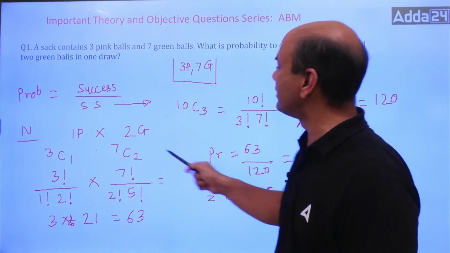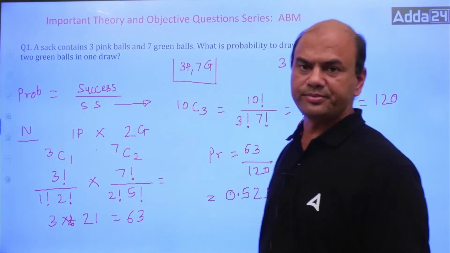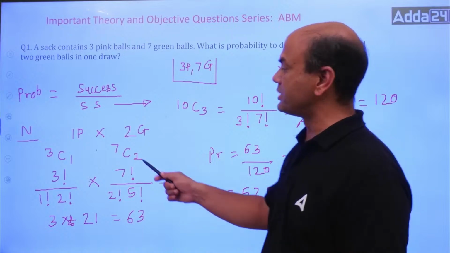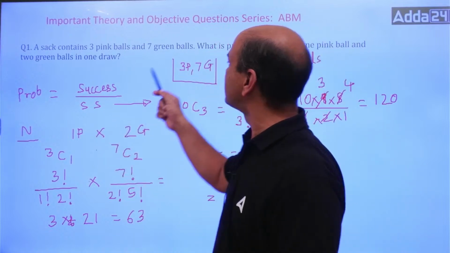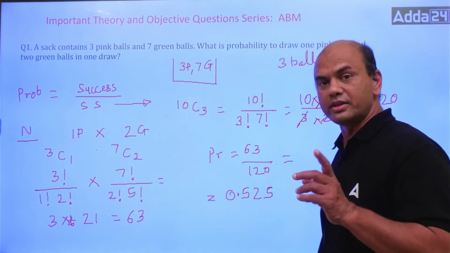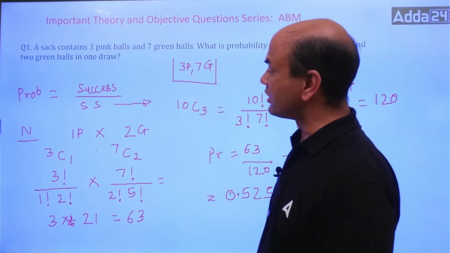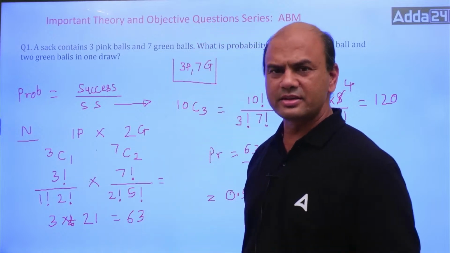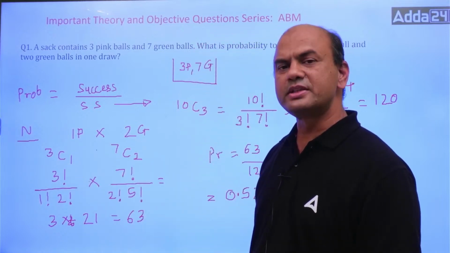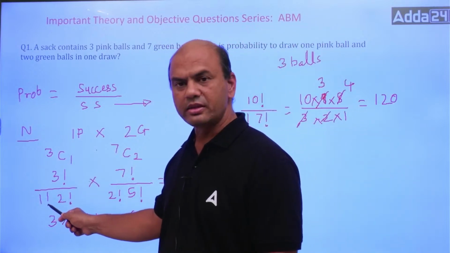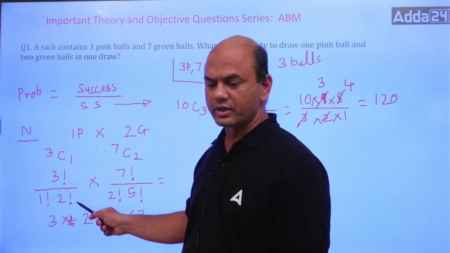What do I want? 1 pink and 2 green balls. Now try to solve this. 1 pink and 2 green. And means multiply. How many pink balls are there? 3 are there. Out of these 3, I have to select 1. So I will be solving now 3C1. Same as earlier, 3C1. So what is 3C1? 3 factorial divided by 1 factorial into 2 factorial, 3 minus 1.